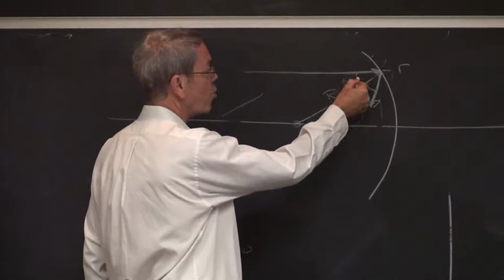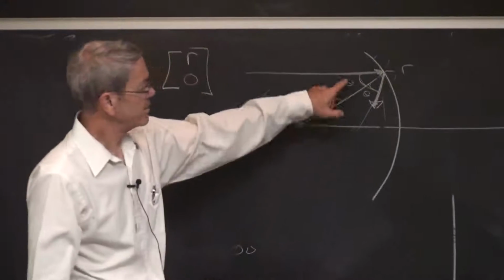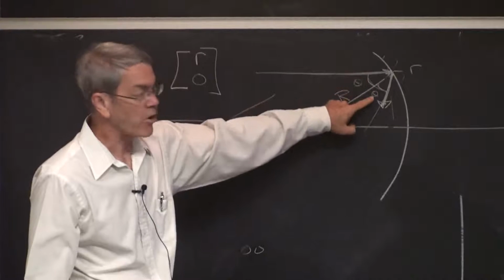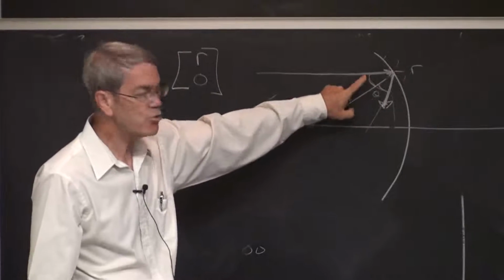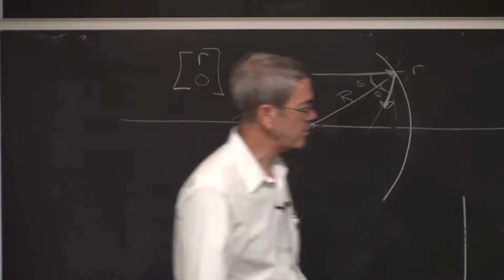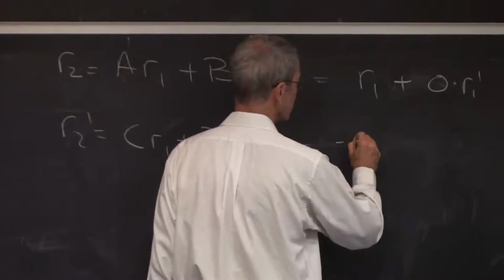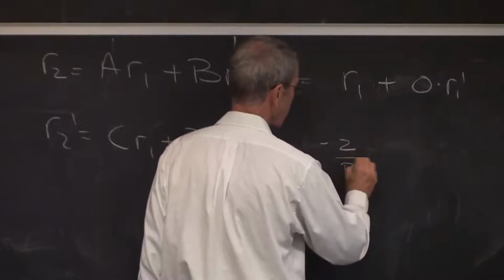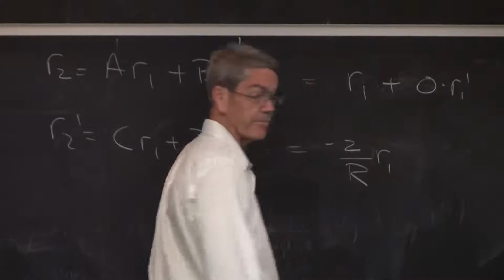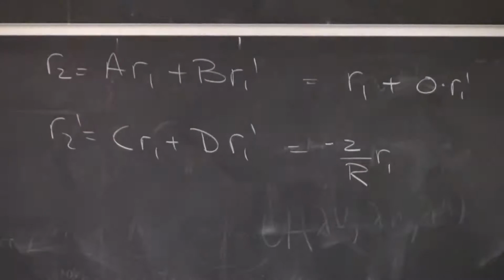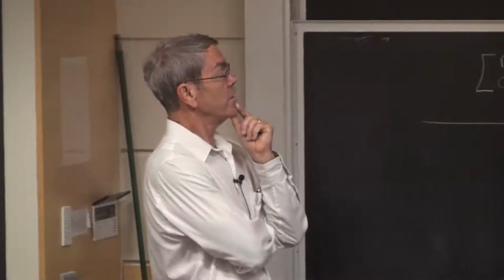The angle is twice theta. Theta is R1 over R. So the exit angle is 2R1 over capital R, and it's negative. So it equals minus 2 over capital R, times R1. That make sense? They're just playing around. So we got that.